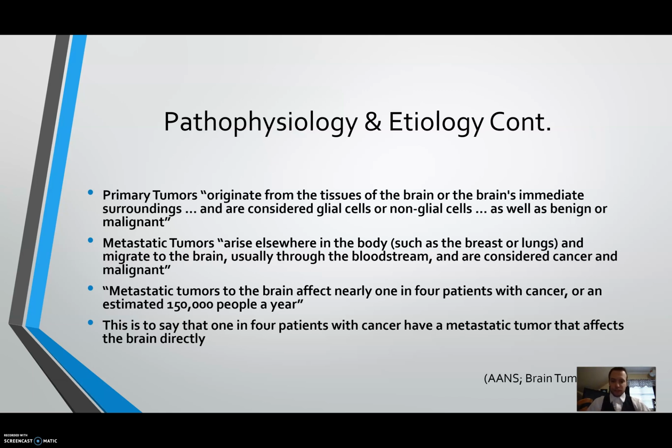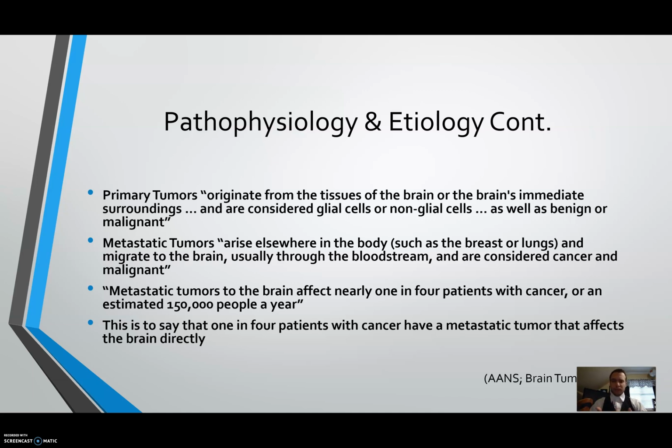Now, metastatic tumors arise pretty much anywhere else in the body. They can be a result of breast cancer, lung cancer, prostate cancer, lymphoma, just any sort of other cancer that's in the body, and then those cells break off and travel in the bloodstream, usually to the brain, and that's why they're still a form of brain cancer. But those are called metastatic, and all forms of metastatic tumors are considered cancerous as well as malignant.